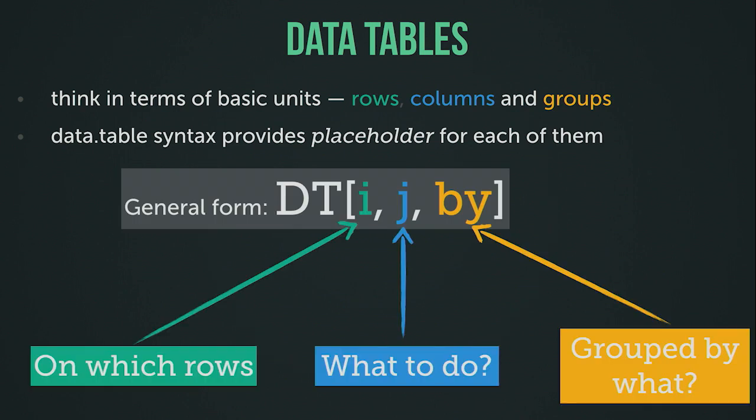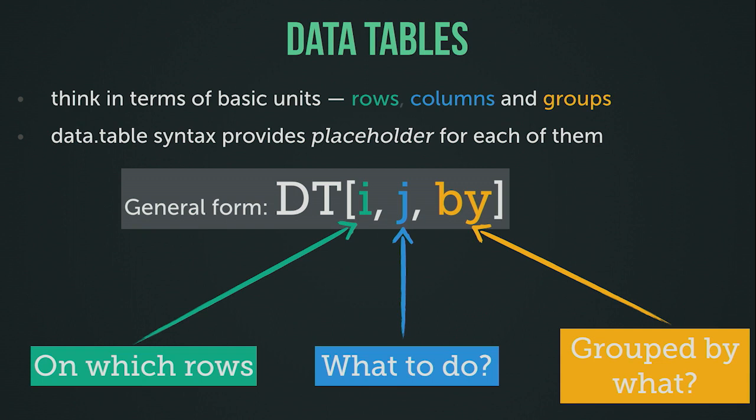The most important thing to understand about data tables is that it has these three placeholders, i, j, and by. Given a data table, most of your operations will always happen within these square brackets. The first argument will always select the rows, or give you the row indices on which you want to do further operations. The second argument, which is j, will always compute on the columns for the rows that we just selected in the first argument.